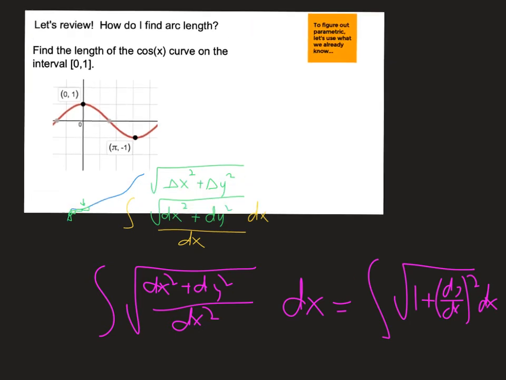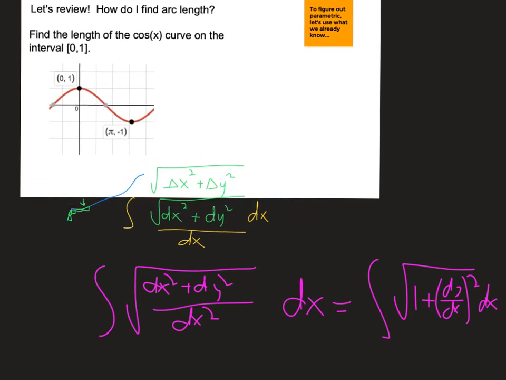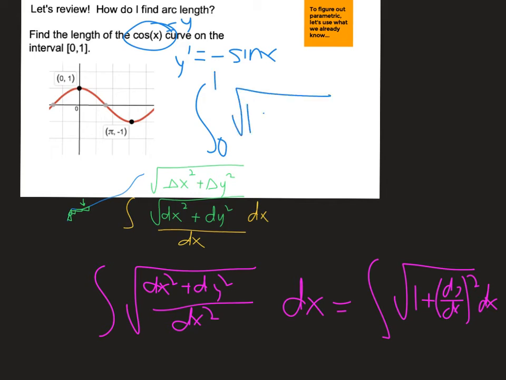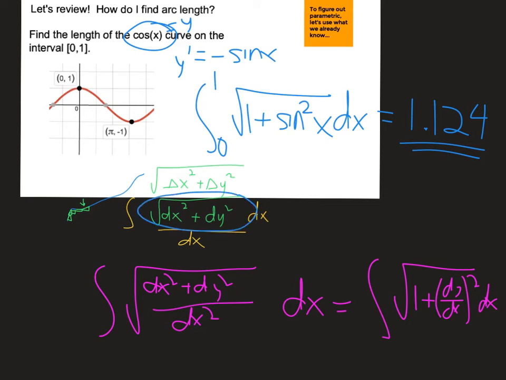So for the one up here, find the length of the cosine curve on the interval 0 to 1. So that's your function. So your derivative, if that's y, is negative sine. So your integral is from 0 to 1 square root 1 plus sine squared x dx. Now I'm lazy, so I'm going to grab a calculator because I don't want to do that by hand. And when I do that, I get 1.124. So that's my length. Keep this in mind.